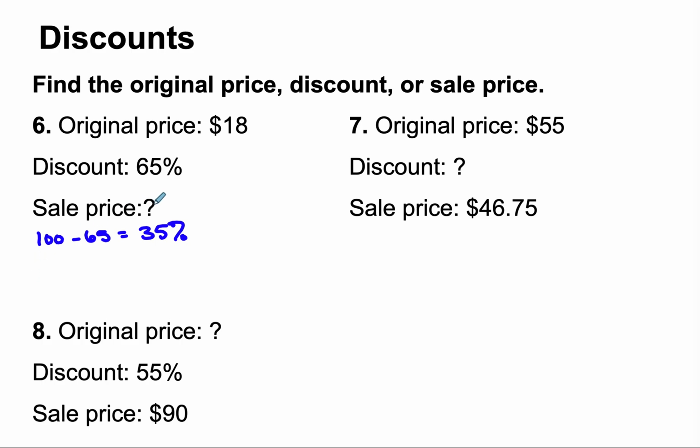So when I do my equation, I've got the sales price. I don't know what that is. Equals my percent as a decimal, 35/100, times my original, which is 18. So I do 35 hundredths times 18, and I get 6.3. This is money, so money needs 2 decimals and a dollar sign. So X, my sales price, is going to be $6.30.